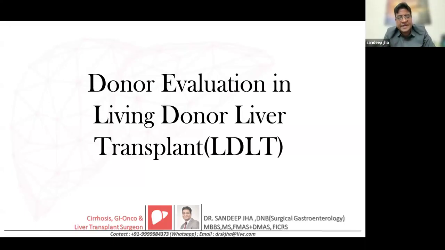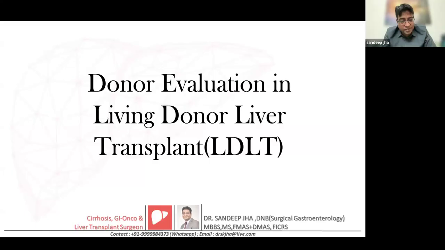If we find even any suspicion that the donor might have problems after the donor surgery, then we refuse to take that donor for a liver donation surgery.